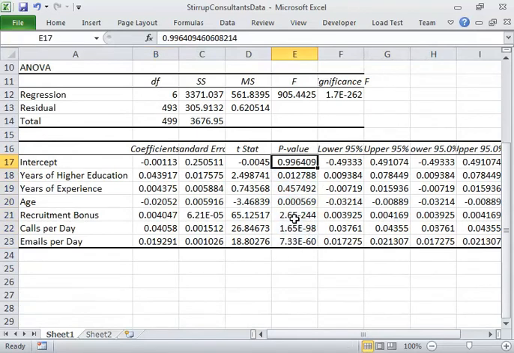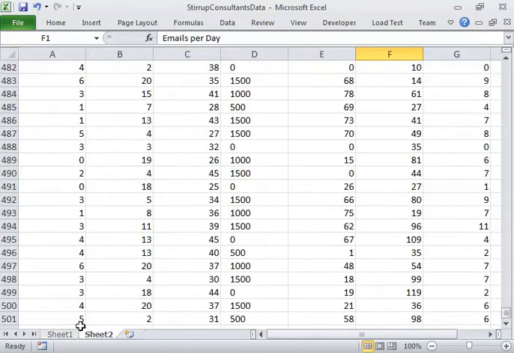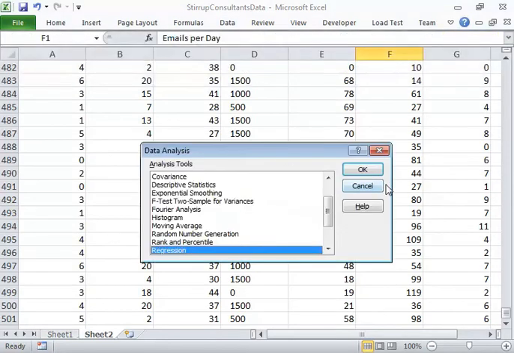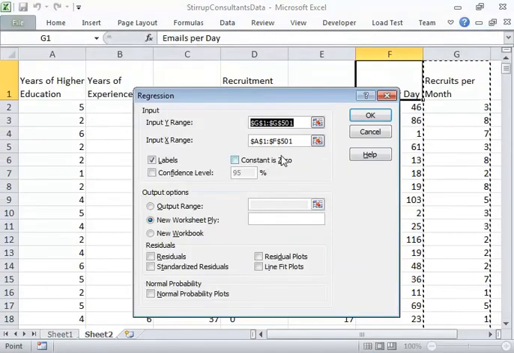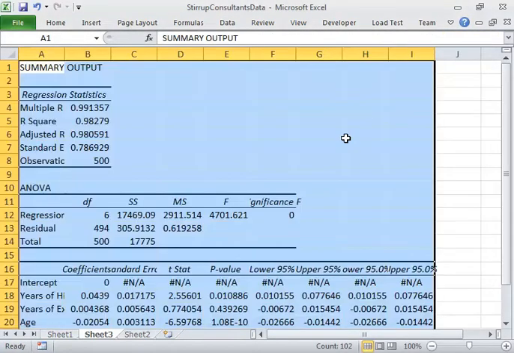We have a p-value of 0.99 for the intercept, which means it's almost certain that there is no constant for this equation. Our p-value for years of experience is 0.45. But the p-values for everything else look pretty good. So let's redo the regression, getting rid of the constant. Data analysis, regression. All I have to do is say constant is 0.